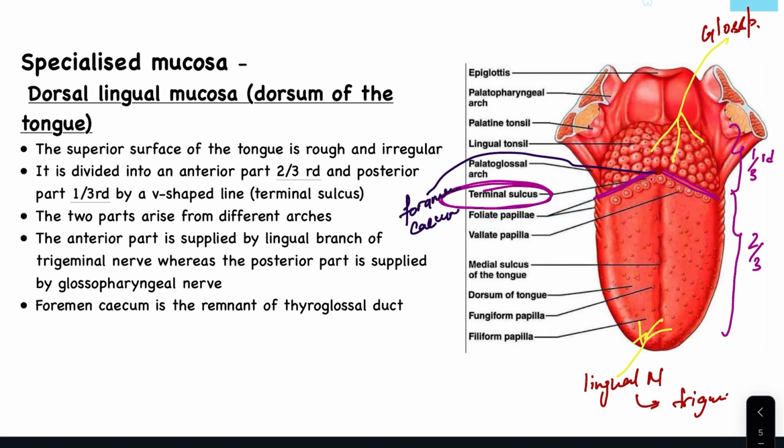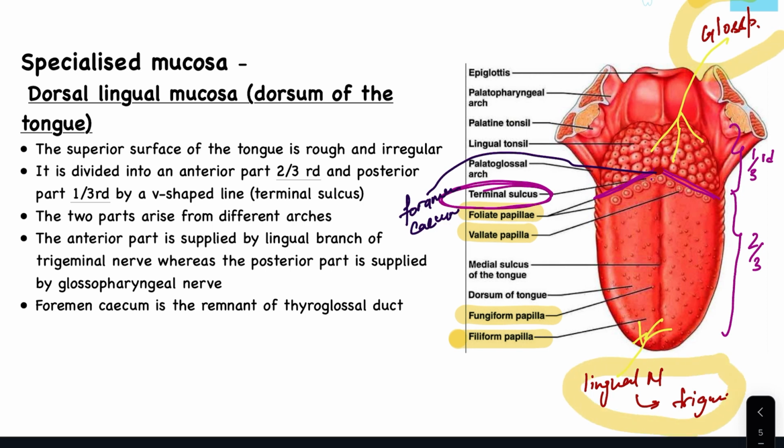Then we have the median sulcus of the tongue. And on the entire surface of the tongue, these rough structures are made up of fungiform and filiform papillae. There are four types of papillae: circumvallate papillae, foliate papillae, fungiform papillae, and filiform papillae. So these are all the structures, and the nerve supply we already saw.